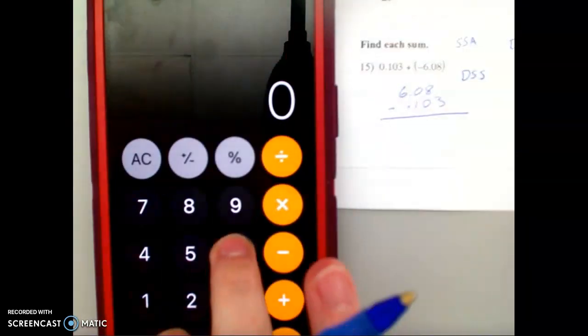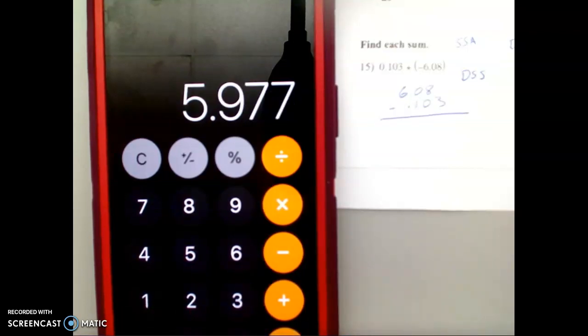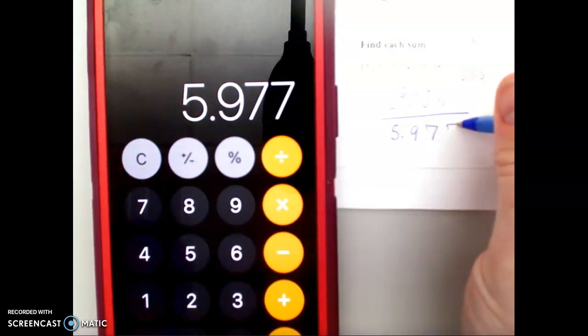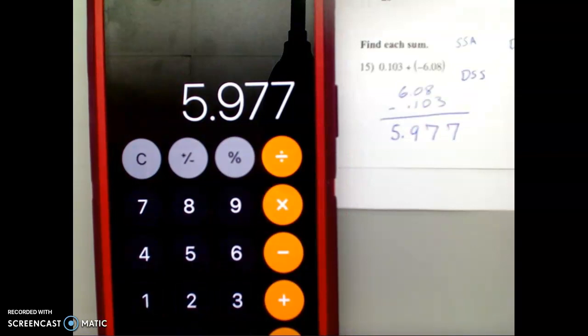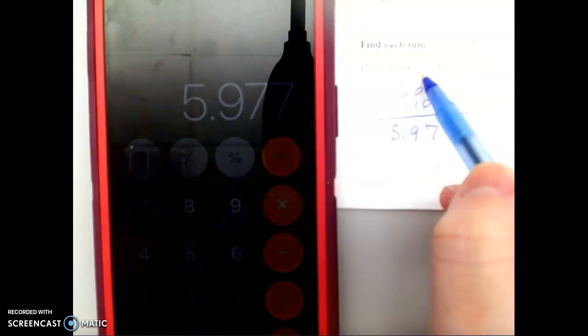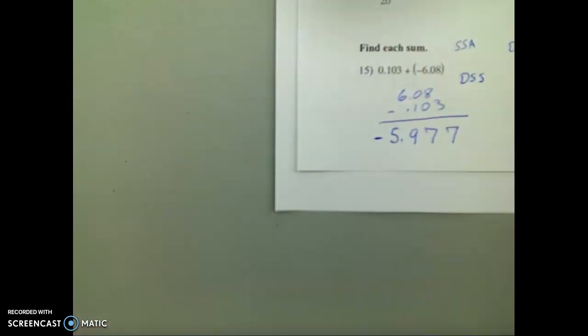Now, I could do it on paper, but I'm going to put it in my calculator. So here we go. 6.08 minus 0.103. Make sure to get your decimal in the right spots. So my answer is 5.977. And a lot of you are like, yay, we're done. But no, we need to make sure that we get the negative or the positive correct. So let's use our rules and say, which one of these is bigger? Well, the negative is definitely bigger. So my answer is going to be a negative answer, just like we did before. So that's how to do different signs subtract.